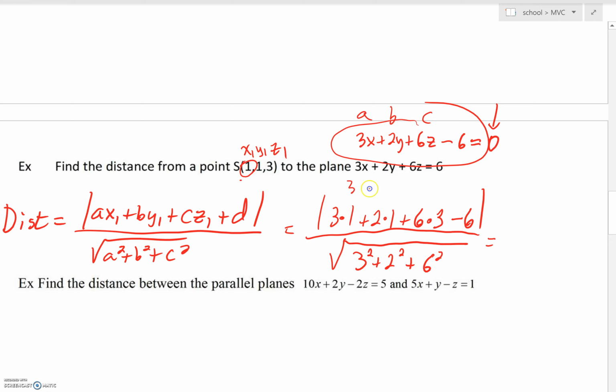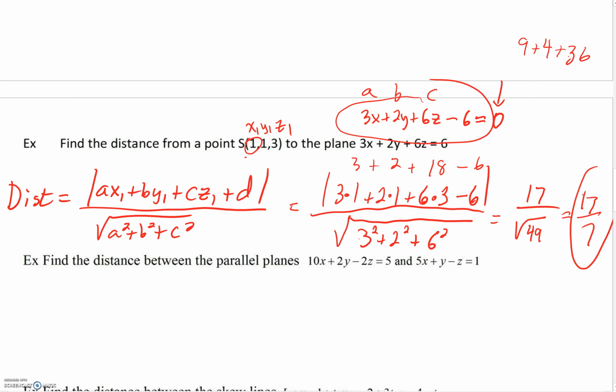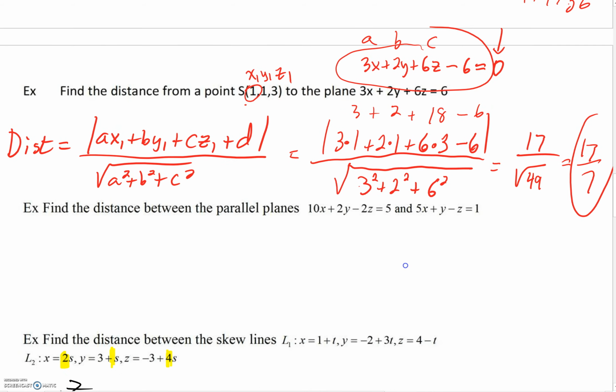So this is a 3, this is a 2, this is an 18, and this is a minus 6. Well, 3 plus 2 is 5, and 5 plus 18 is 23. 23 minus 6, we're going to get 17. And then down below, this is going to be a 9, a 4, and a 36. Well, I think you can see that 4 and 36 add up to 40, so this is 49. But remember, that's a square root of 49, so that becomes a 7. So it's radical 17 all over 7.